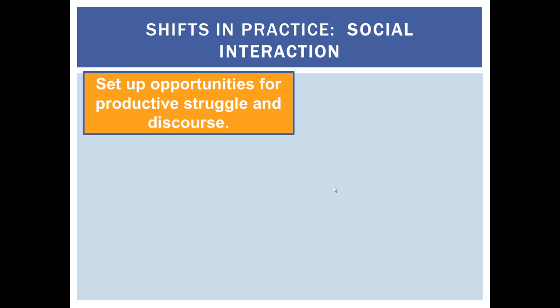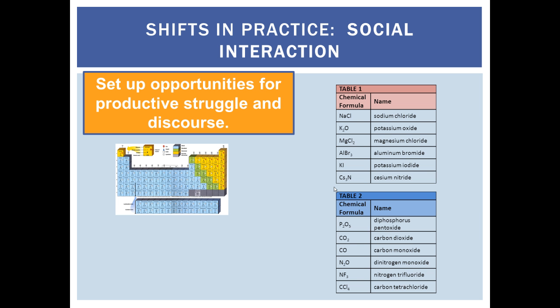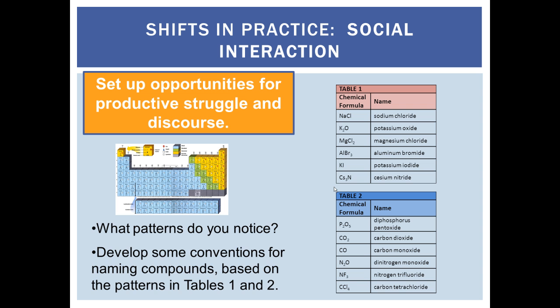In a typical chemistry classroom, students are provided with a set of rules. If you have a metal and a non-metal, this is how you name the compound. If you have two non-metals, this is how you name the compound. But why not provide them with a periodic table and these two tables and see if they can figure out the rules themselves? This type of social interaction is vital. Students will have to work together to figure out the patterns and generalize them.